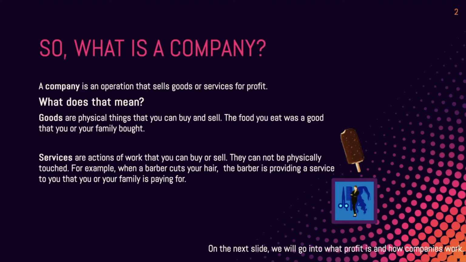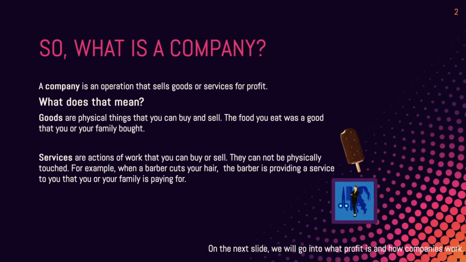Services are slightly harder to understand. Services are actions of work that you can buy or sell. You can't physically touch a service like you can a table. For example, when a barber cuts your hair, the barber is providing a service to you that you or your family paid for. Other examples of services are search engines like Google or video sharing platforms like YouTube or social media like Facebook.